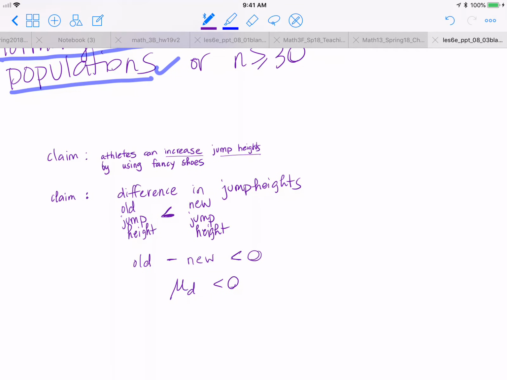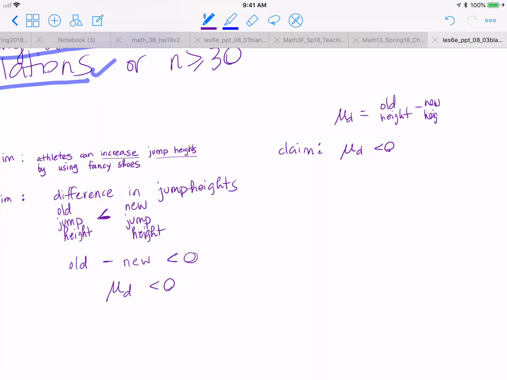Let's go ahead and write this over here. So our claim is going to be that mu sub d is less than 0, and mu sub d stands for the old height minus new height. Now, when we write the complement, we'll get mu sub d is greater than or equal to 0.